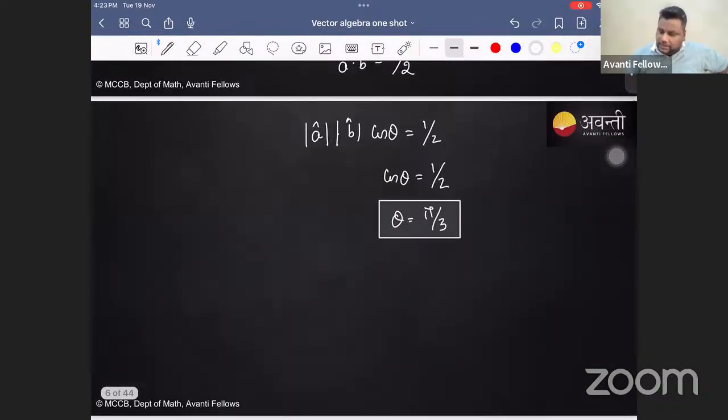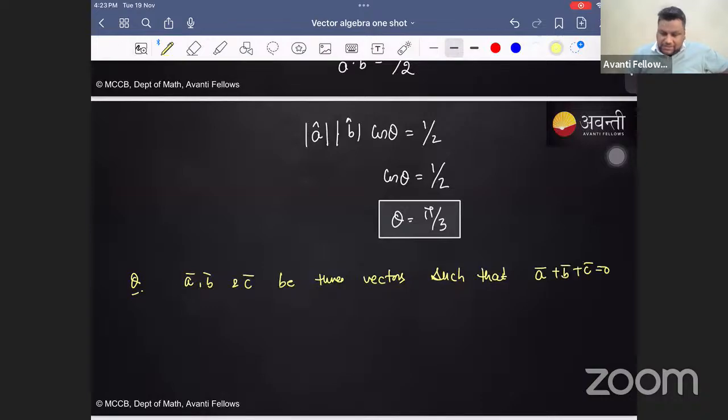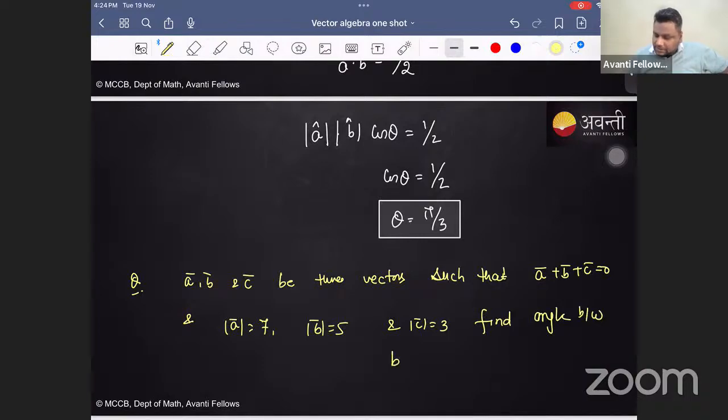Now, let's do another question. Let A, B, and C be three vectors such that A plus B plus C is 0, and magnitude of A is 7, magnitude of B is 5, and magnitude of C is 3. Find the angle between B and C.